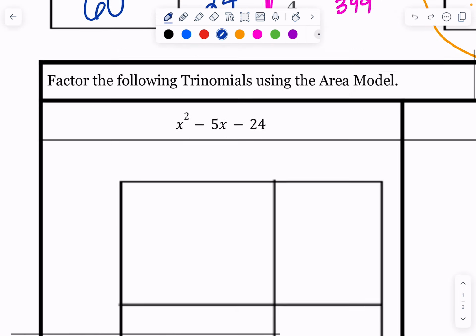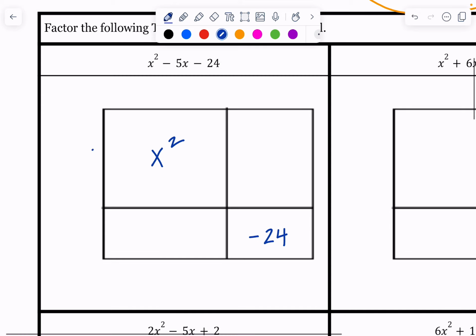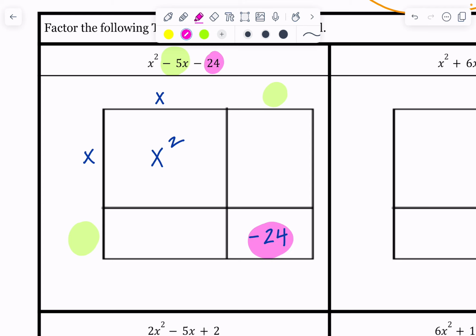Okay, so for this first problem, we have x squared minus 5x minus 24. And we know this first box is going to have x squared in it. This last box is going to have our constant negative 24. So we know the only way to multiply to get x squared in simple terms, there's multiple ways, but for our sake, we're just going to do x times x. We need to figure out what's going to go here and here that will add to give us negative 5, and then multiply to get negative 24.